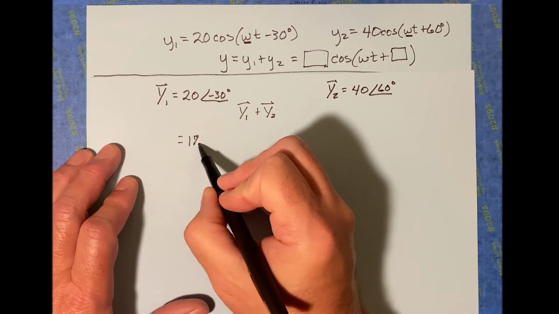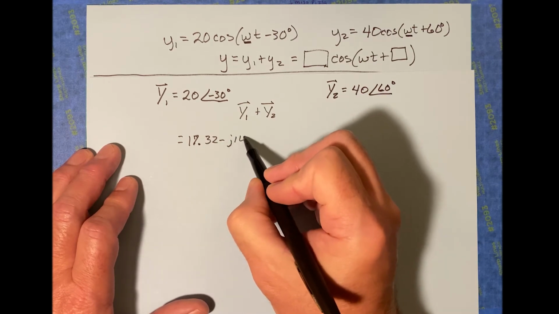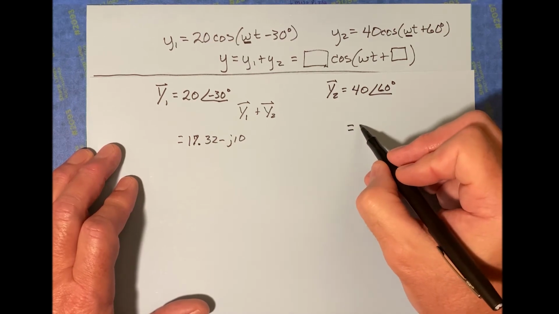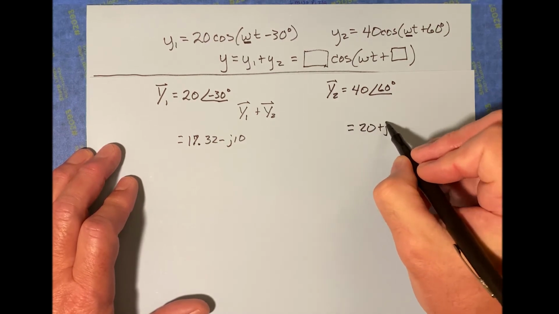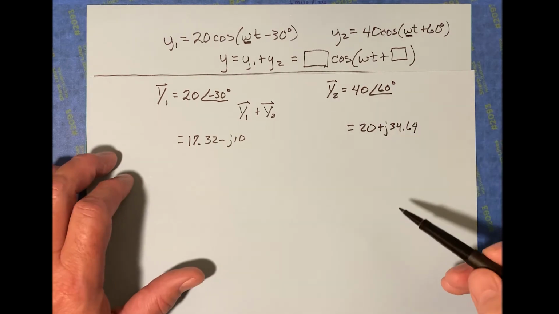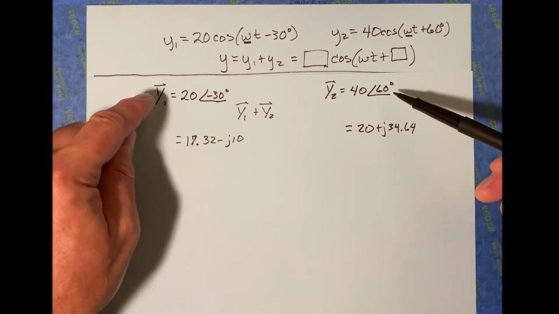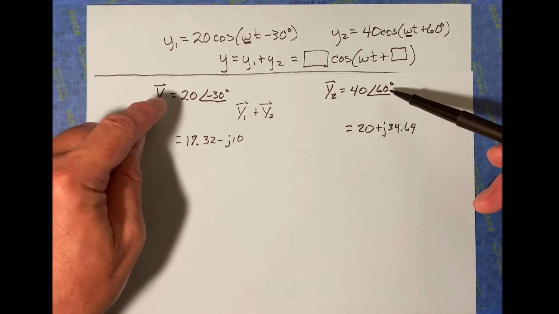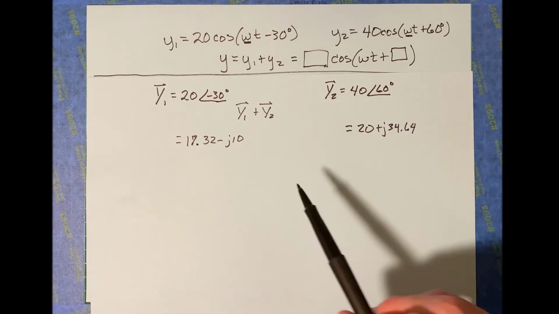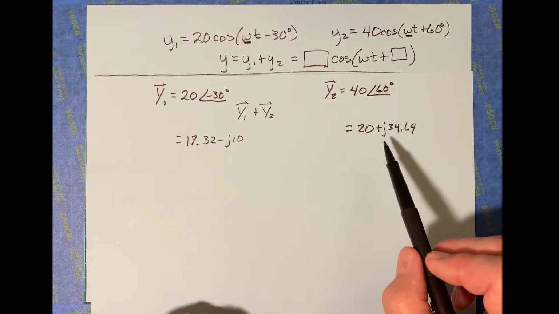That's 17.32 minus j10. And then y2 turns out to be 20 plus j34.64. Now, how was I able to do that so quickly? Well, I have notes, but you should have been able to do it. Calculator, punch a series of buttons, and very quickly jump to this. You can also almost guess these signs just to double check.